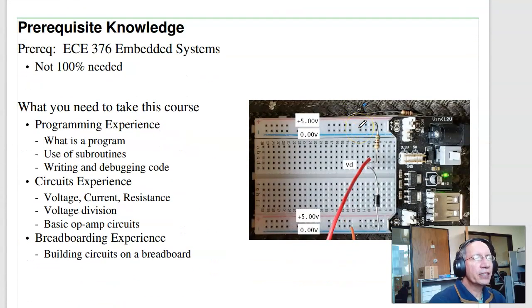In terms of what you need to take this class, technically the prerequisite for this class is 376 embedded systems, but that's not entirely needed. What you do need to take this class is some programming experience. You need to know what is a program, what's a subroutine, how to write and debug code. You need a little bit of experience with circuits, understand voltage, current, resistance, voltage dividers, some basic op-amp circuits, and a little bit of experience with breadboards, how to build fairly simple circuits and then interface those to your Pi Pico.